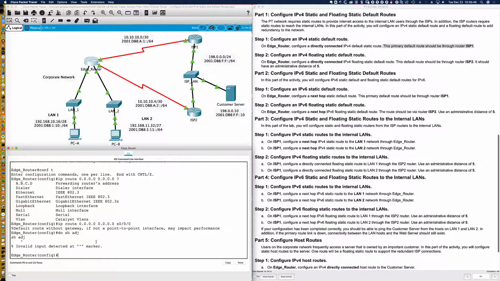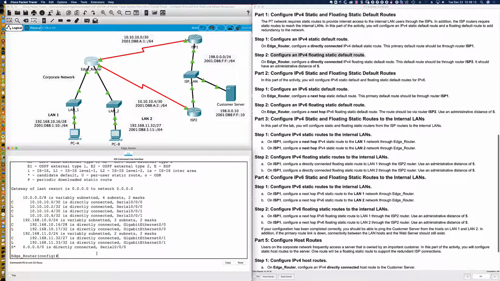All right, so now let's transition back. We've created our default directly connected static route pointing to ISP1. Now, we're going to configure a floating default static route. Now, this is very important as well, the concept of a floating static route. If I was to do show ip route, you can see here that we have this static route directly connected to serial 0. Now, it's directly connected to an interface and it's a static route.